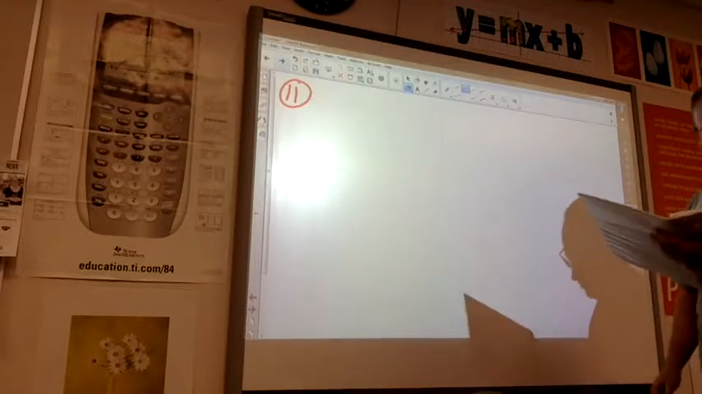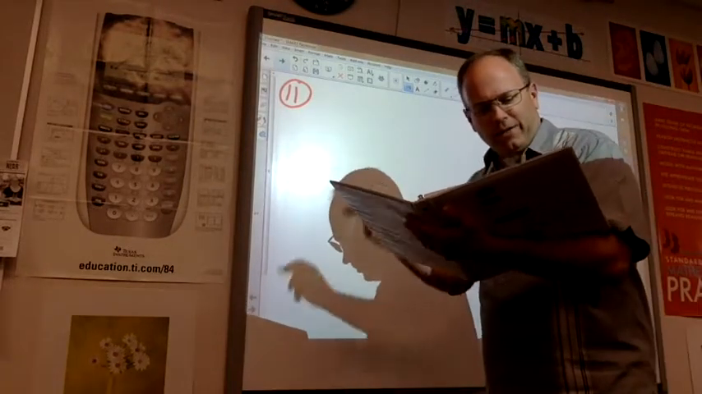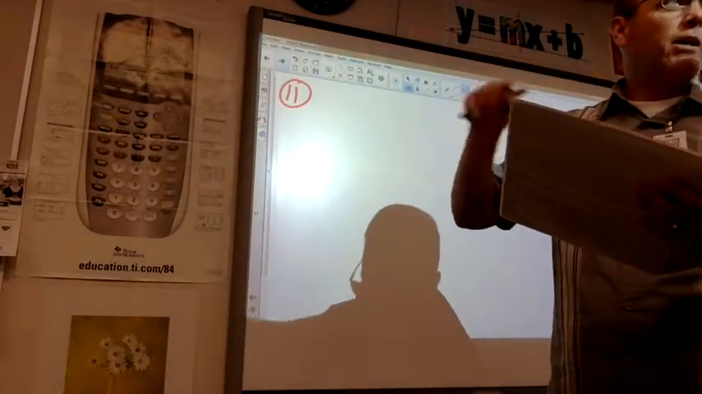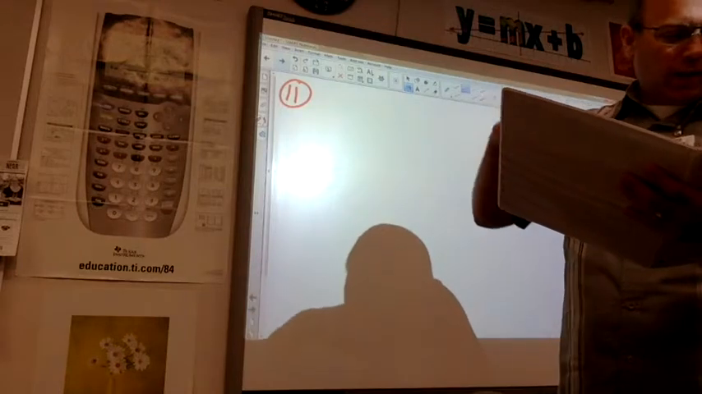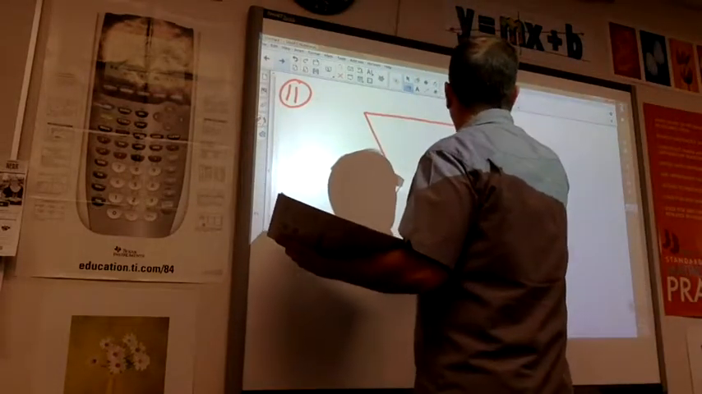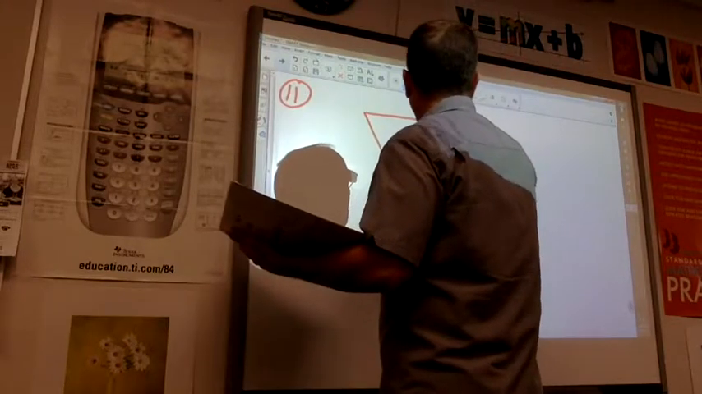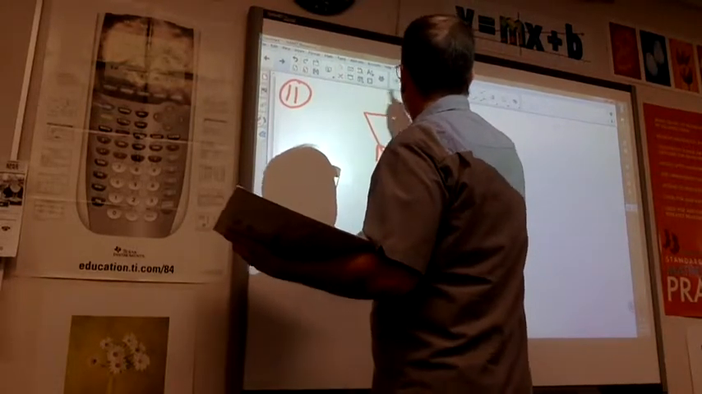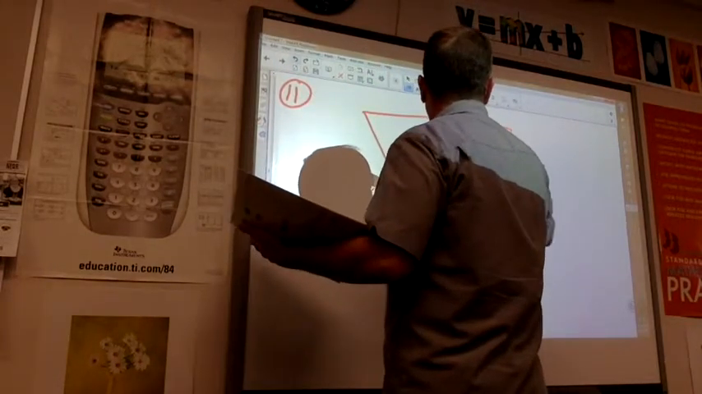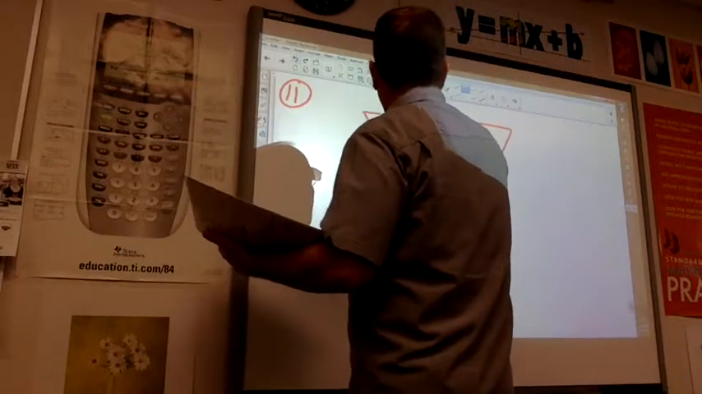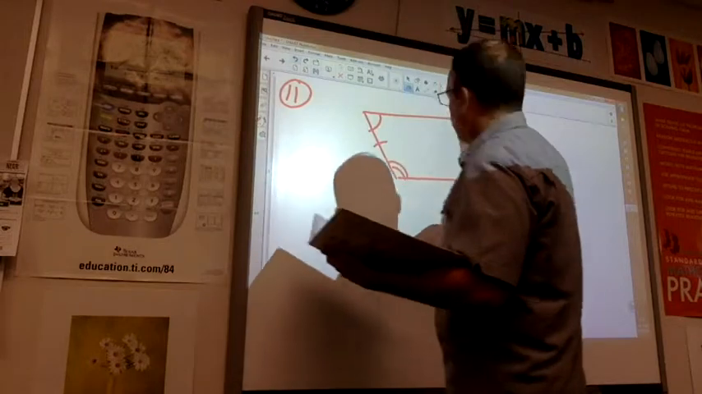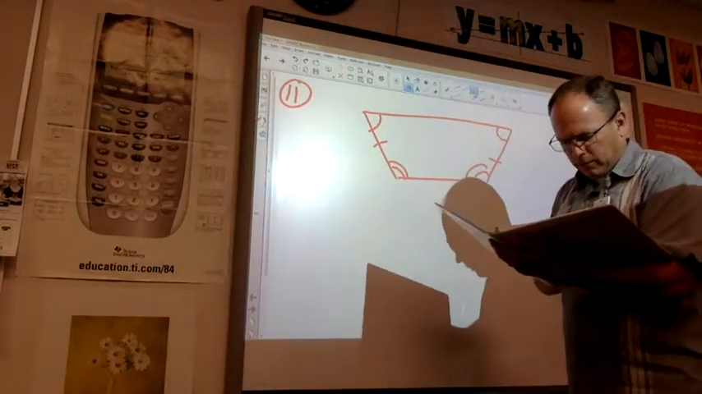All right, ABCD is an isosceles trapezoid. So isosceles trapezoid means the base angles are equal and then the side lengths are equal, right? So this is our shape. So this and this have to be equal. This has to equal this. This has to equal this. Now I can start putting in what we know. So this is 9.